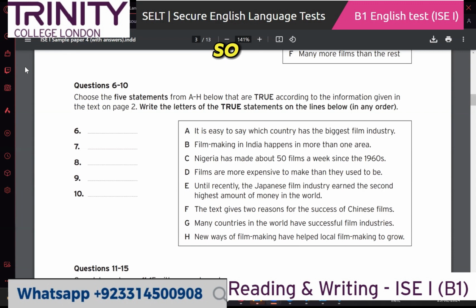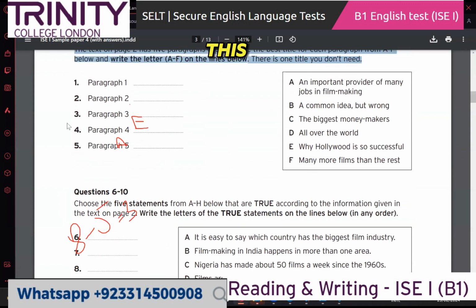So basically it means we have 8 statements, and out of 8, 5 are true and 3 are false. We can write in any order. If you think E is true, you can write E here. If you think A is true, you can write A here. Just like this. It's easy. But before we continue, you must learn that if you want to pass, you need to get at least 3 answers correct in this section.